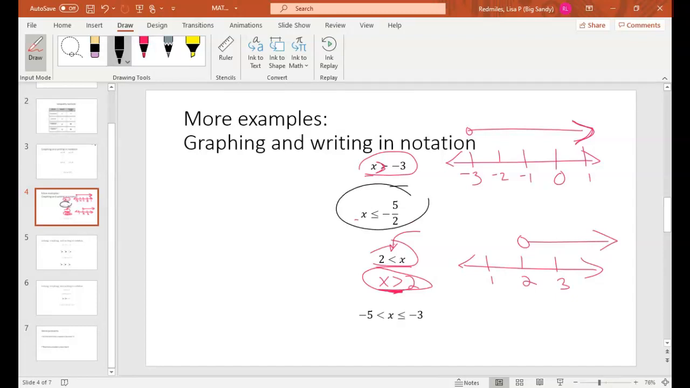If you have a fraction, you need to understand where that fraction is on a number line. It might be helpful to change it into a mixed number or a decimal. So I'm just going to change it into a decimal. X is less than or equal to -2.5. You may have known that one. Or you can use your calculator.